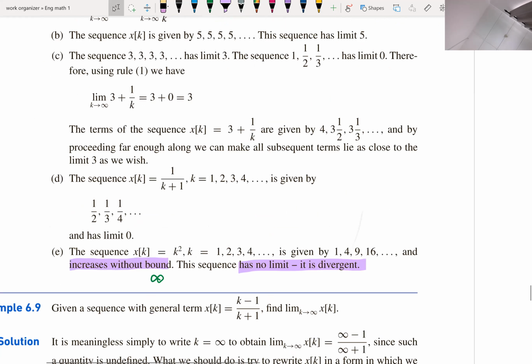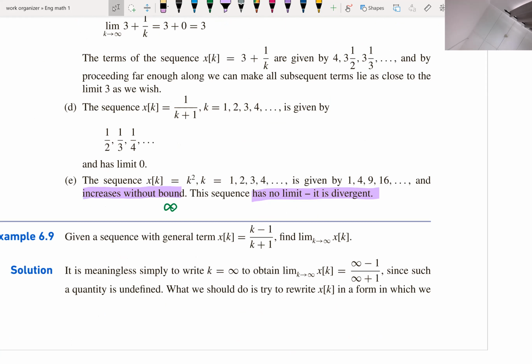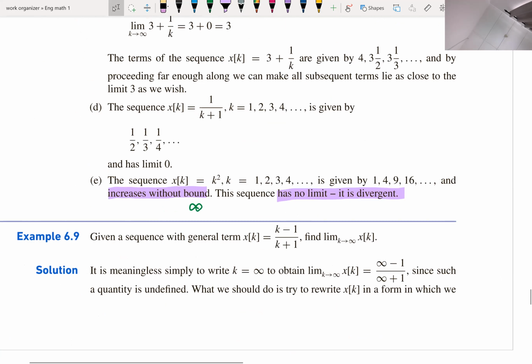Next, this is example 6.9. So we read the question.